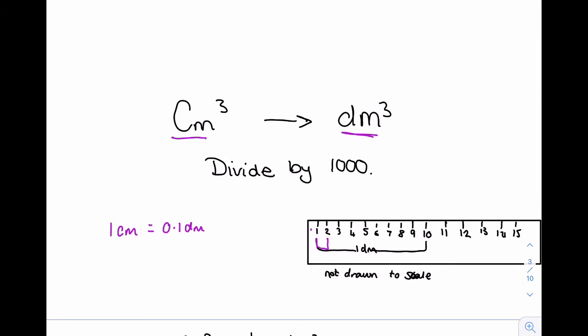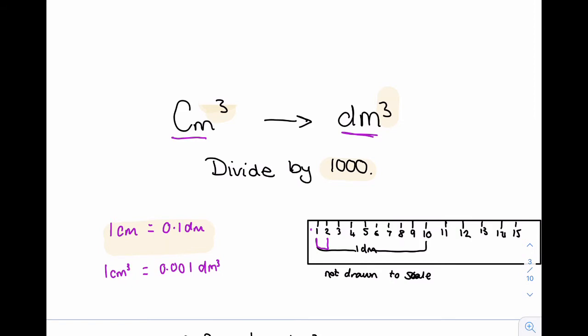Now we're talking about centimeter cubed and decimeter cubed. So rather than just dividing by 10, as we did here to get from 1 centimetre to 0.1 decimetre, you have to divide by 1000 because of these cube numbers. So for example, 1 centimetre cubed equals 0.001 decimetre cubed. So you have to divide it by 1,000 to get from centimetre cubed to decimetre cubed.